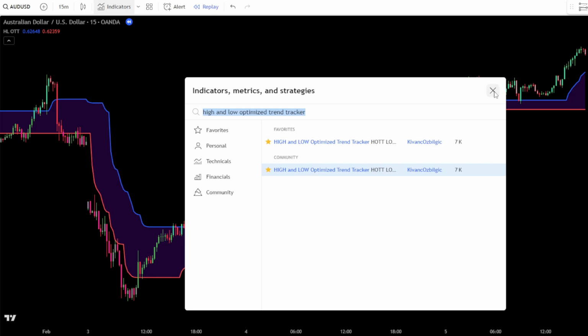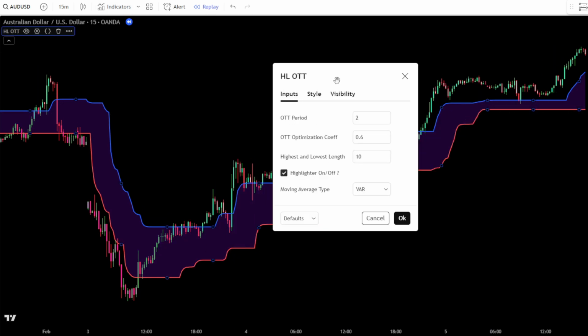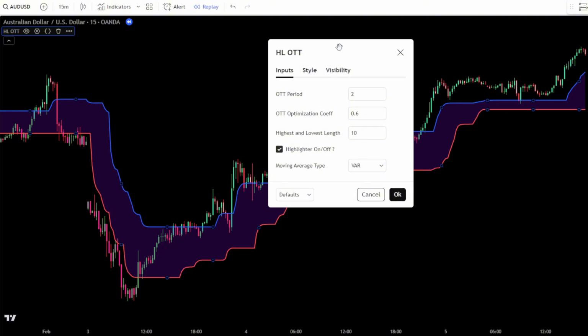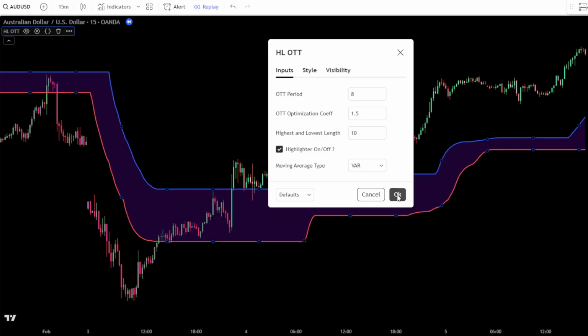Now, make a few adjustments to the High and Low Optimized Trend Tracker indicator. Go to the Input tab and then change the OTT period value to 8. After that, also change the OTT optimization value to 1.5. Once done, just click OK to save the changes.